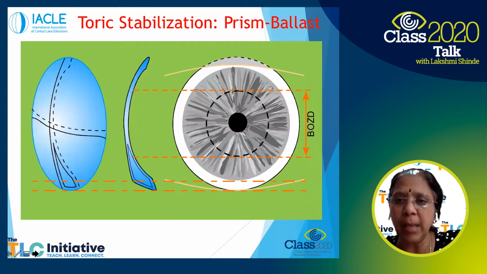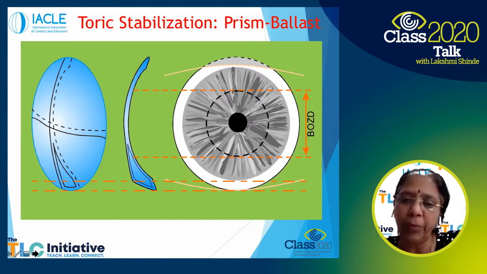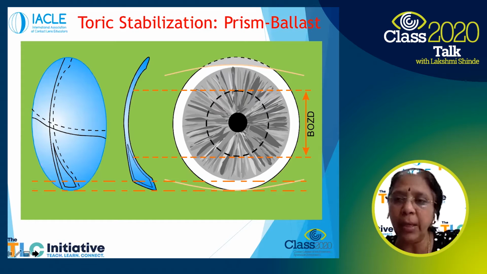This principle is what is being used in the various stabilization techniques. This is just an example of one of them, called the prism ballast technique, one of the very oldest ones. If you see nowadays, most of the companies use a combination of various stabilization techniques, be it reverse prism, prism ballast, peri-ballast or truncation. They all use a combination of these techniques to stabilize the contact lens on the eye.